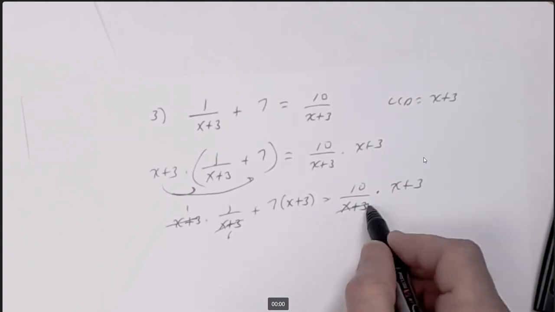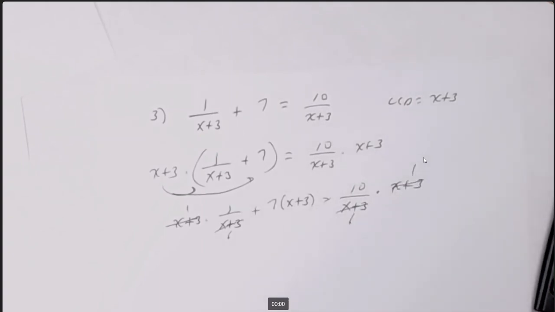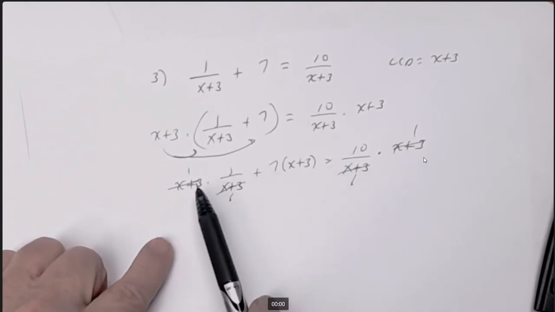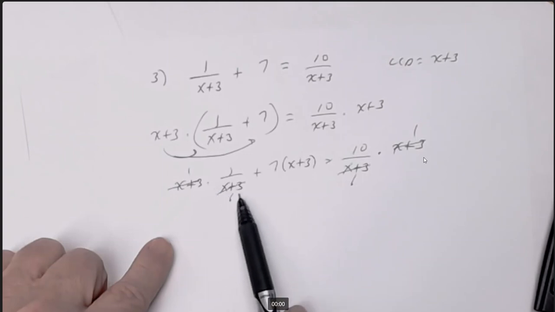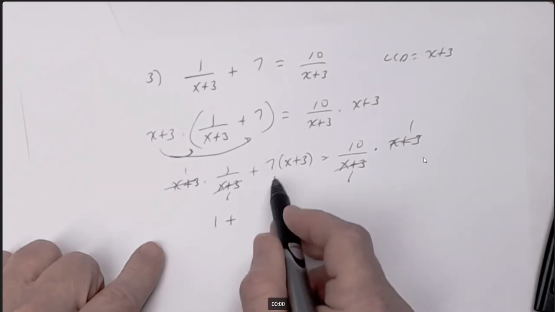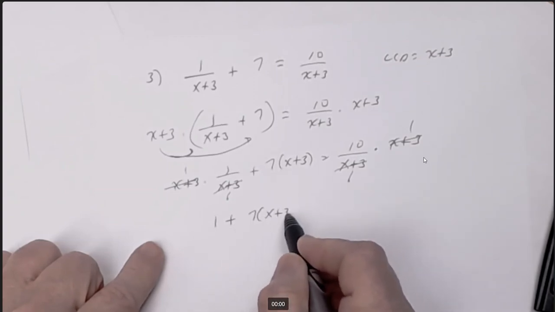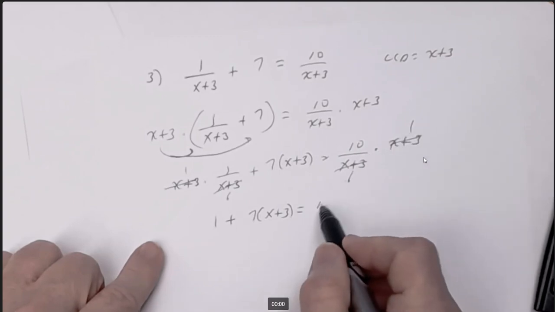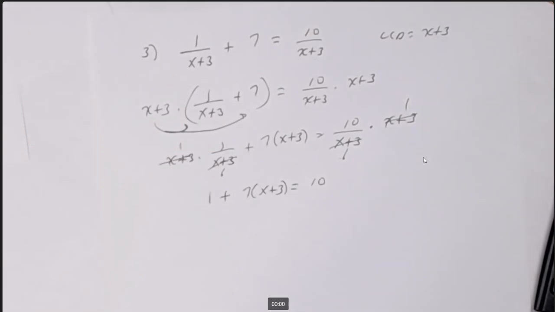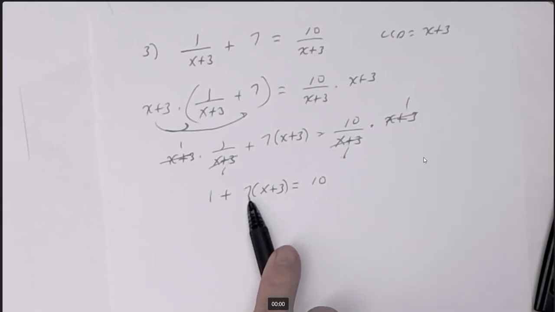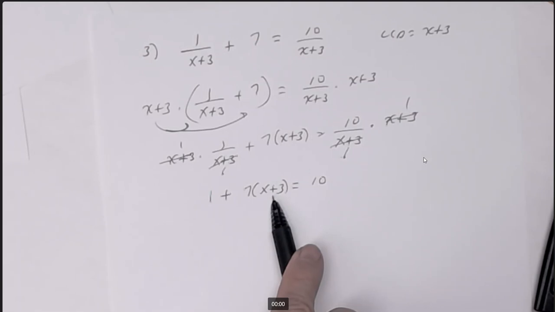Now be careful as you go through this. Go from left to right. 1 times 1 is 1, plus, and I'm going to rewrite this over, 7 times (x plus 3) equal 10 times 1 is 10. All right? Now here's where some students mess up. They want to say 1 plus 7 is 8, and then distribute the 8. Well, remember the order of operations. The order of operations says you have to multiply before you add.